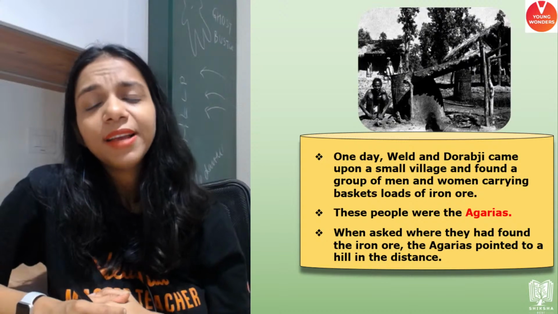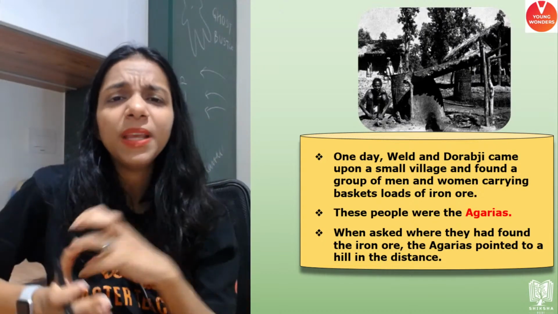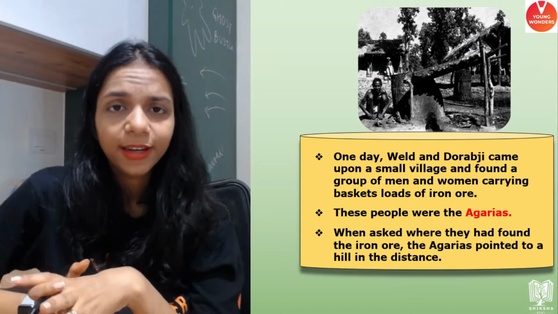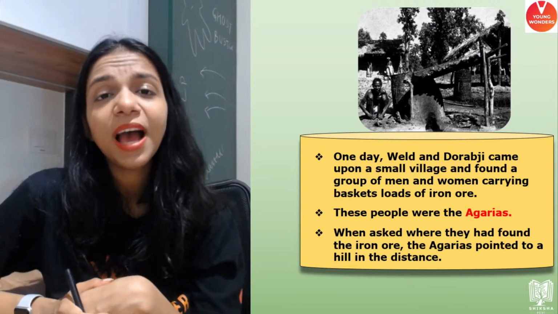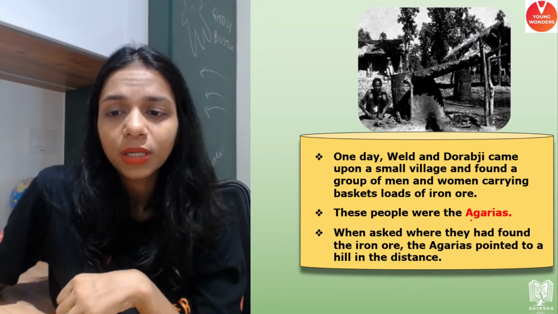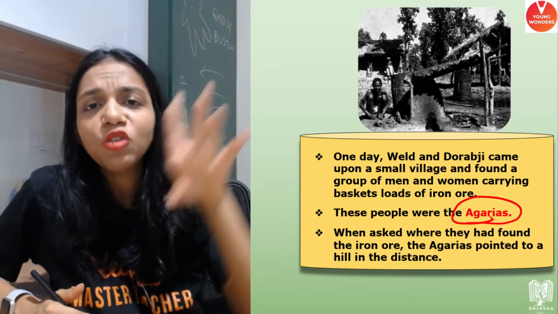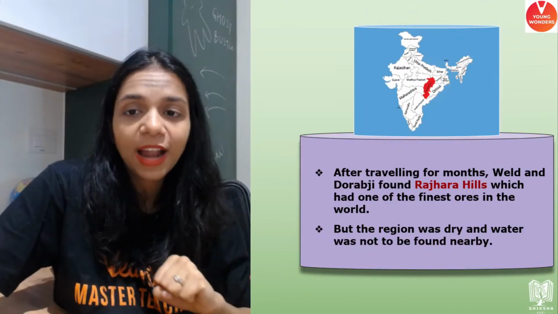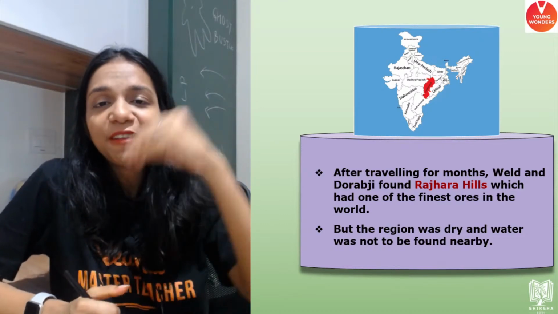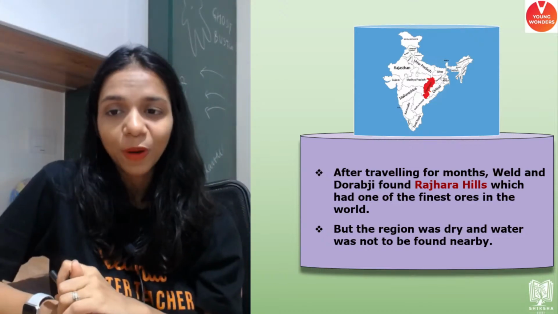So one day when they were roaming around in the hot summer, they found that there were certain people who were coming down the hill carrying very good quality iron. They went to those people and asked, brother, where did you get this iron from? These people belonged to a community called the Agarias. The Agarias said that that hill that you can see, we get this iron from that hill. Now Dorabji Tata got very excited. He said that we have found the place where we could find very good quality iron from, right?